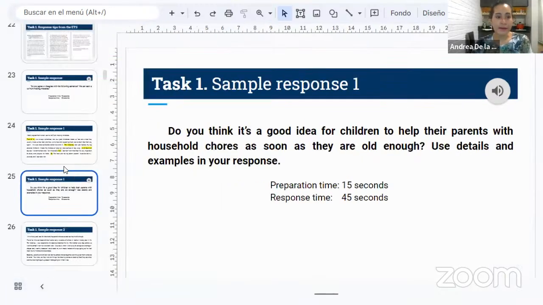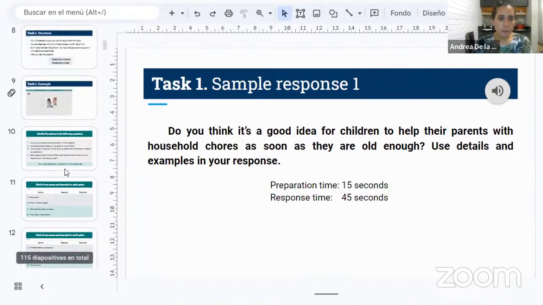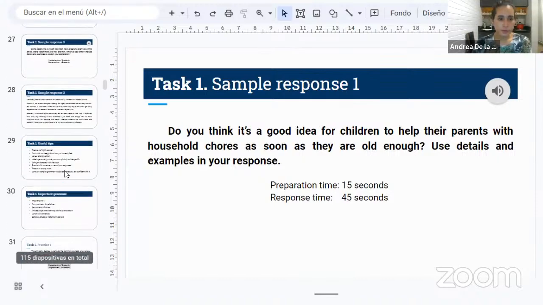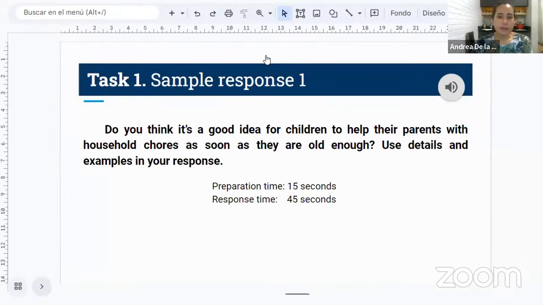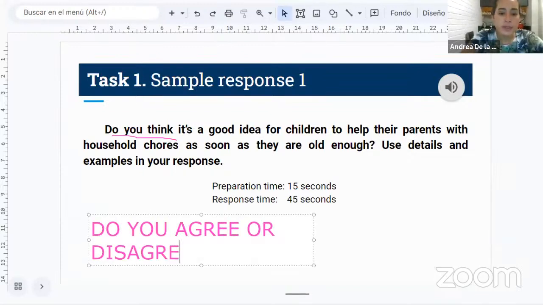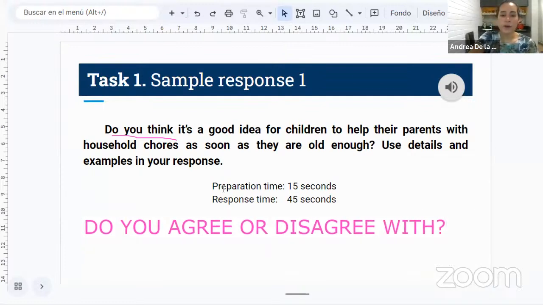And this goes for everything because there are different types of questions. It doesn't really matter what type of question you get because there are many types. For example, I can tell you, do you think it's a good idea or not? Sometimes you have, do you agree or disagree with the following statement? And they tell you, children should help their parents with household chores. Same thing there. You don't have more options than saying, I agree that children should do household chores, or I disagree.